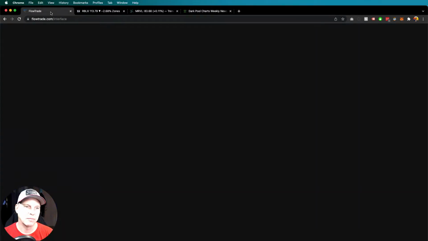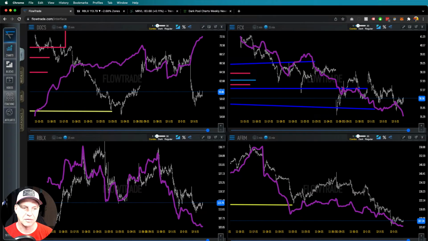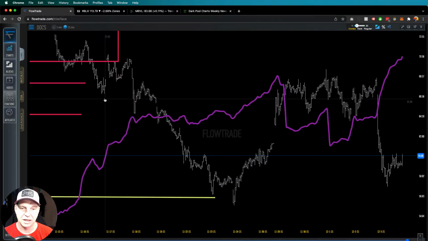All right, I'm going to pull this up. This is the Flow Trade Smart Money Dark Pool and Block Trade algorithm system. This is what we use to try to find divergence between price action and the algorithm. Really quick setup. The white line is price action. The purple line is regular algorithm. If I draw red lines across the screen, those are usually regular block trades. Blue lines are dark pool block trades.